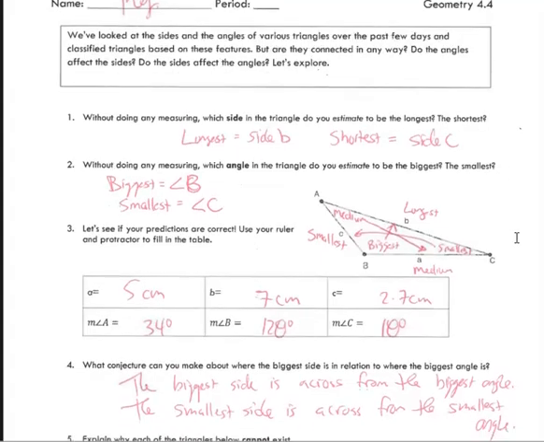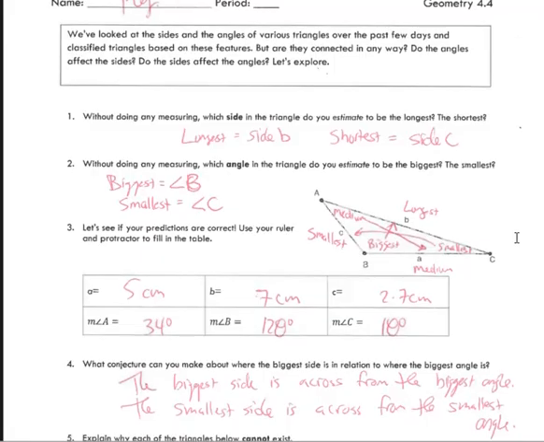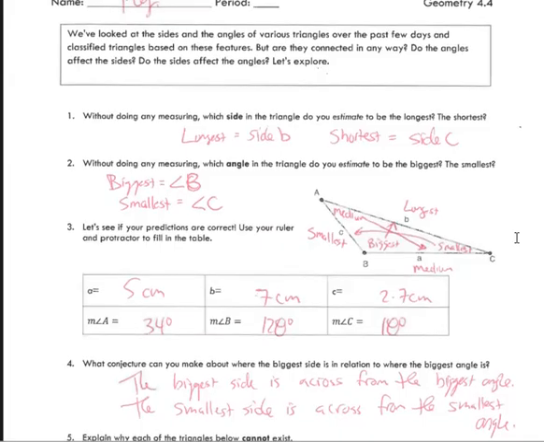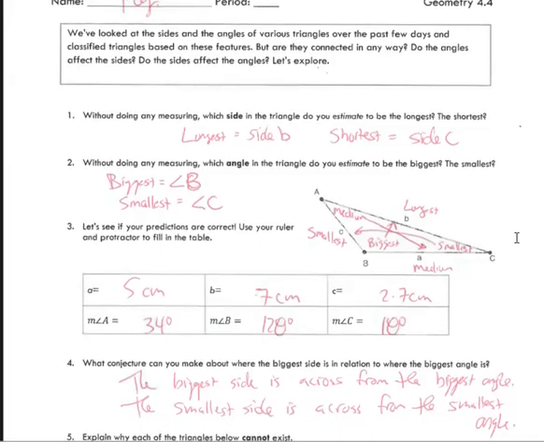At this point, you guys were supposed to take out a ruler and measure out A, B, and C. I got 5 centimeters, 7 centimeters, and 2.7 centimeters. Then you're supposed to measure out using a protractor the angle measures. You get 34, 128, and 18.